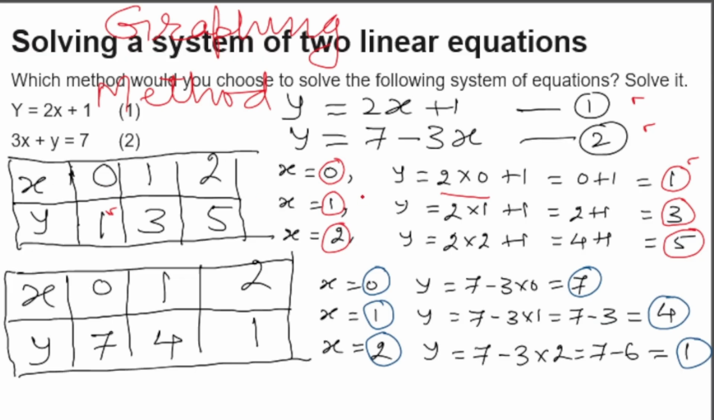And when we put x is equal to 1, it will be 2 into 1 plus 1. So 2 into 1 is equal to 2. So 2 plus 1 is equal to 3. Therefore, at x is equal to 1, y will be 3. And when x is equal to 2, y is equal to 2 into 2 plus 1, that is equal to 4 plus 1, and 4 plus 1 is equal to 5. So at x is equal to 2, the value of y is 5.